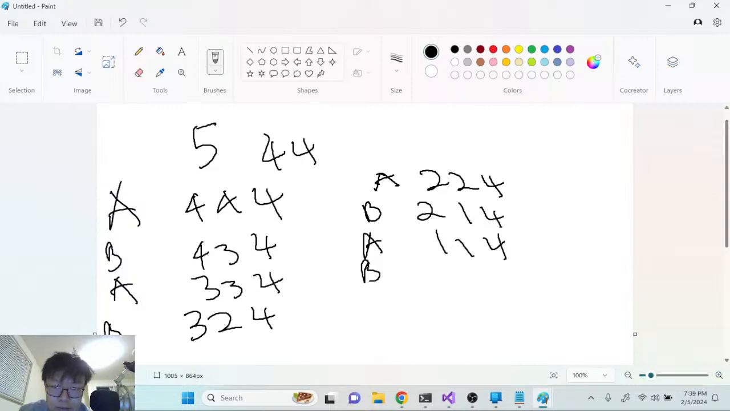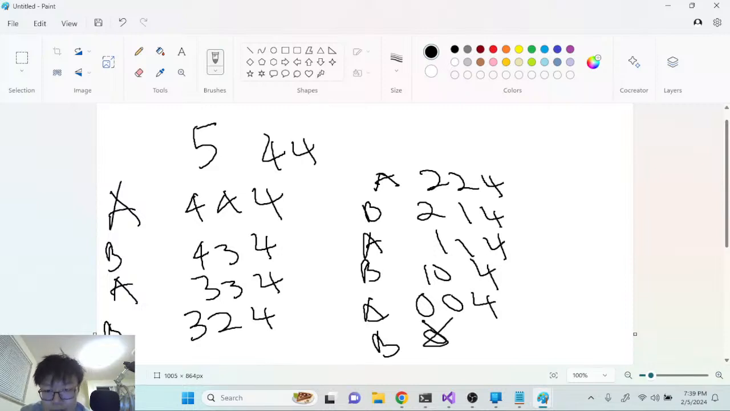Bob minus 1, 0, 1, 0, 4. Alice minus 1, 0, 0, 0, 4. Bob hits 0. Nope. So we minus 4, we get 4, we get 1, 0, 0. That's not right. We minus 3, we get 1, 1, 1. That's not right. 0, 0, 4. We minus 4, we get 1, 0, 4.